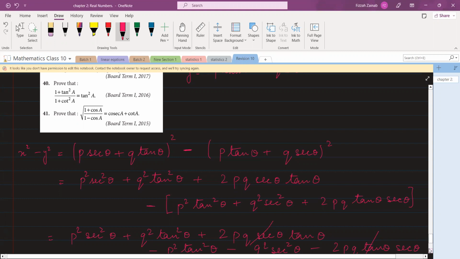Yeah, okay. So in the numerator, you will get 1 plus tan square theta, which is sec square theta, right? The denominator is 1 plus cot square theta, which is cosec square theta. Then change it into sine and cos. Yeah, I'm doing that. Okay, I'm writing it here, right?